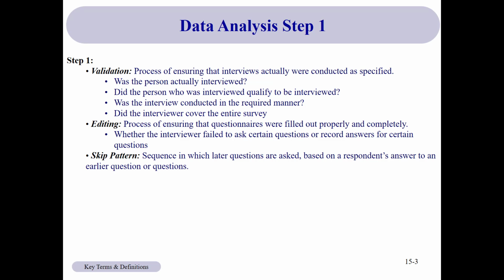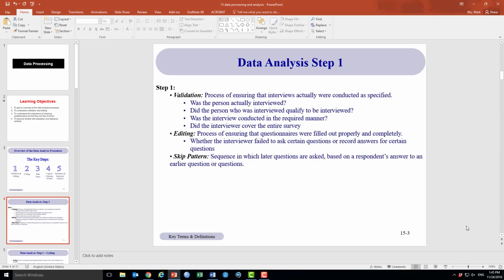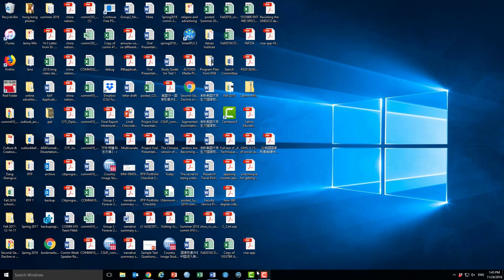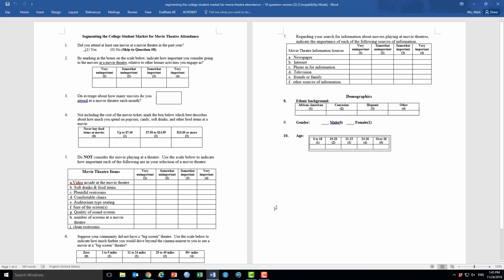And the third component is called skip pattern. Basically, that is the sequence in which later questions are asked based on the respondent's answer to earlier questions. So let's look at one example from a questionnaire you guys are very familiar with. Remember that questionnaire you did when using Qualtrics, segmenting the college student market for movie theater attendance. If you look at question number one, did you attend at least one movie at a movie theater in the past year?